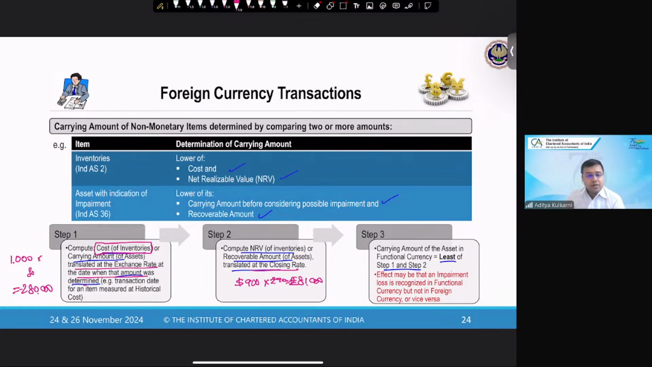Yes or no? And finally, carrying amount of the asset in functional currency. What is your functional currency? Rupees 80,000, rupees 81,000. So carrying amount will be least of step 1 or step 2. In my case, it is step 1 value of 80,000. Is it okay?